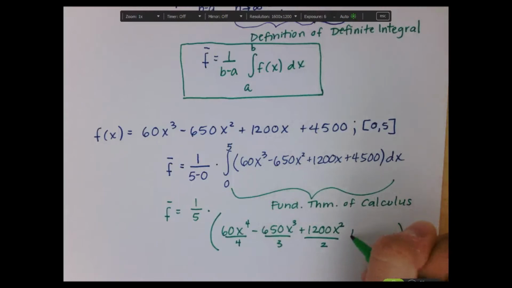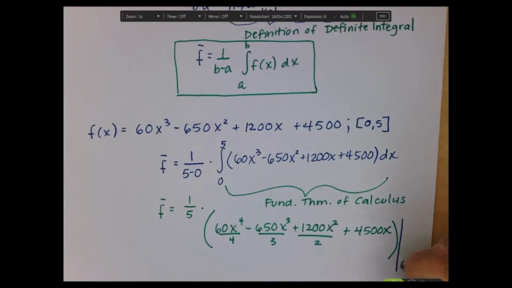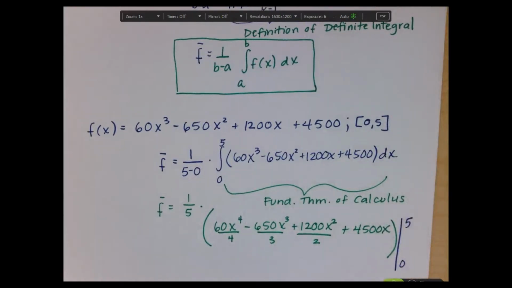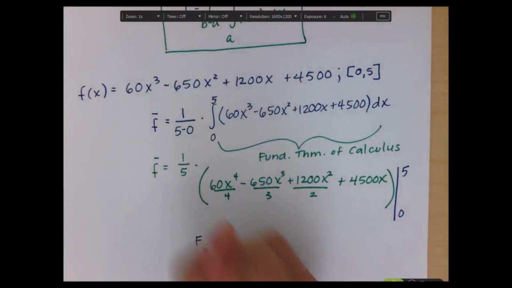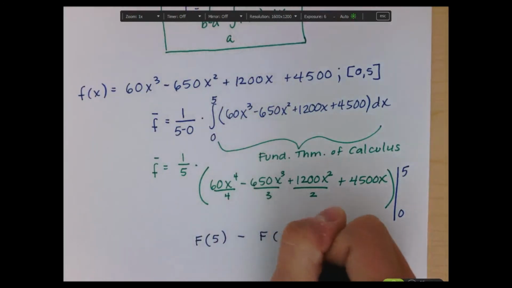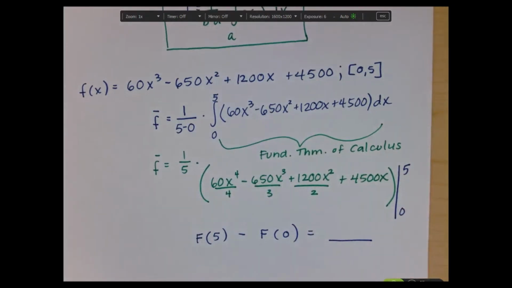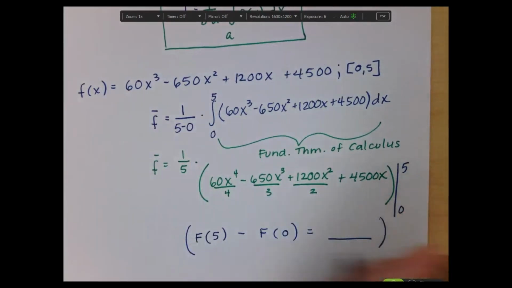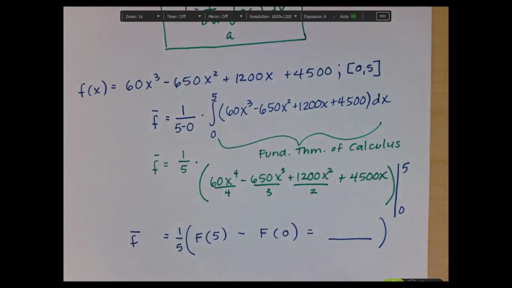over 2 plus 4500x. This time we don't need plus c because it's a definite integral, but in order to use the fundamental theorem of calculus, we do need to now evaluate that over the interval from 0 to 5. So what I'm going to do is take my antiderivative and plug in 5, and take my antiderivative and plug in 0, and subtract those two to get my final answer. And remember, in order to find the average value of that function, I need to multiply that by 1/5.